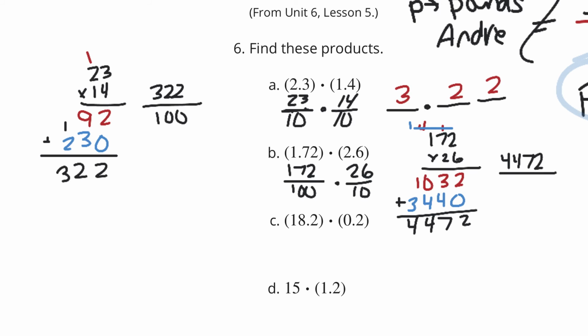4,472 over the 100 times 10 is 1,000. And so now for this one, we have our tens, hundreds, thousands, but we have 4 numbers. And so we'll just backfill this in 2, 7, 4, 4. So 4 and 472 thousandths.